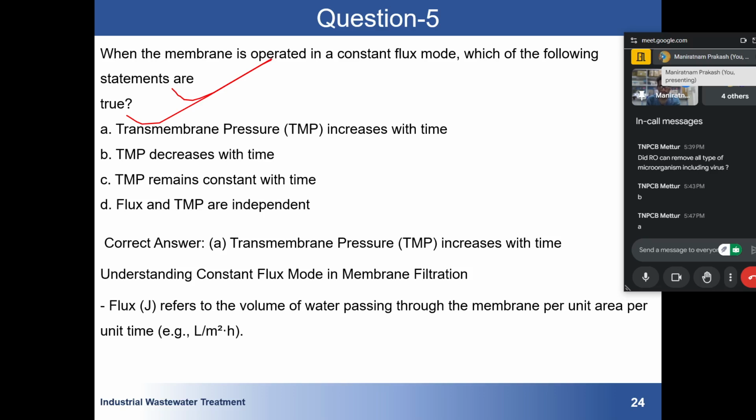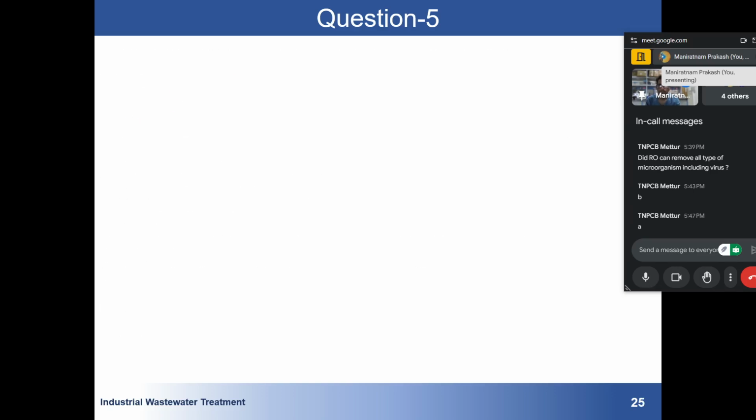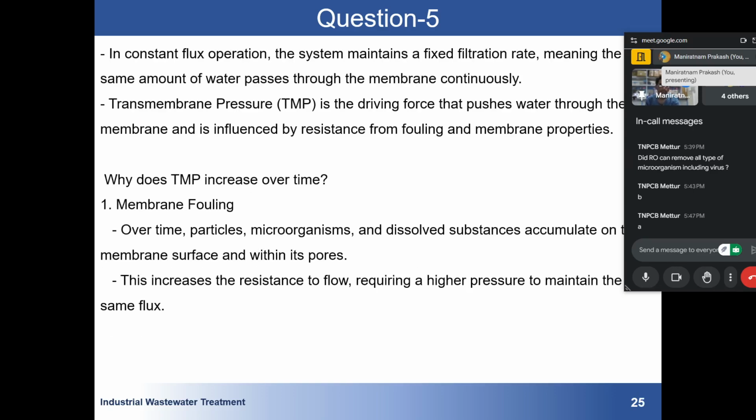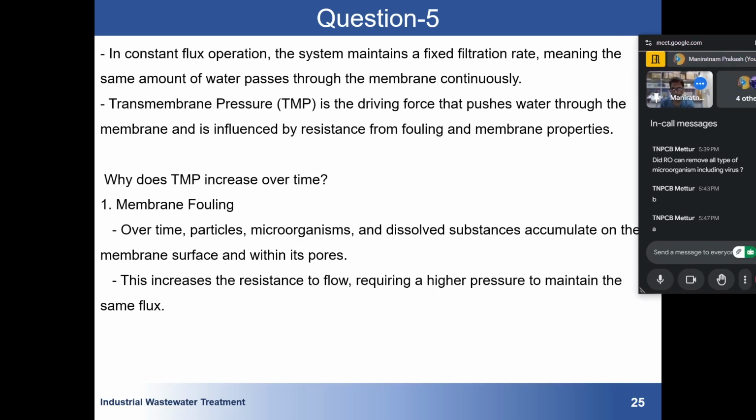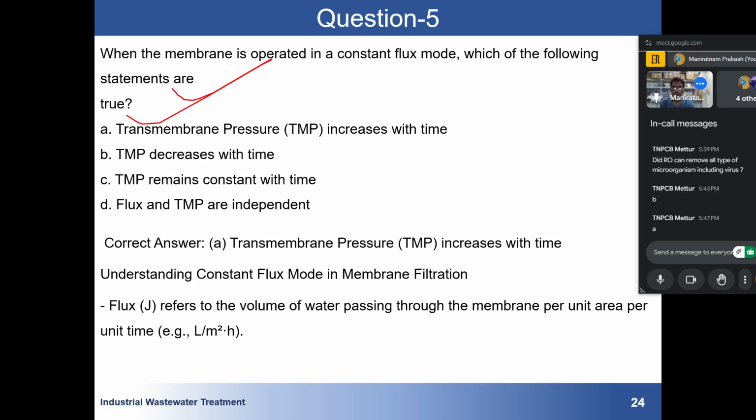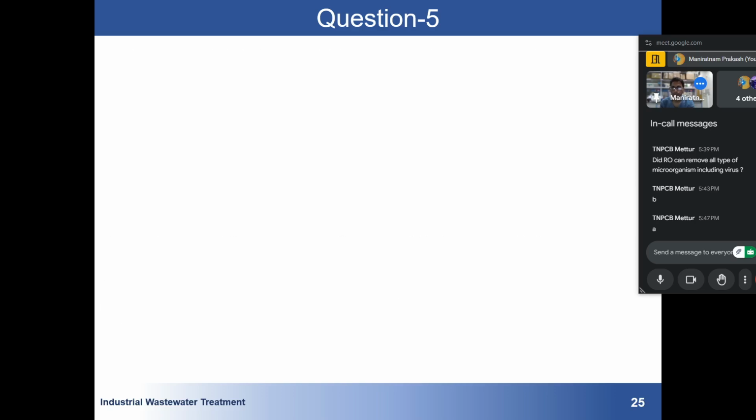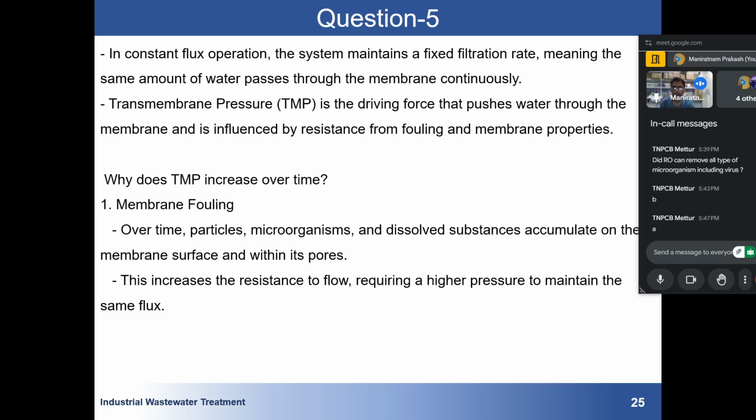Okay, now I'm not going to discuss it here, but to understand what's happening here, I will just give you some small insight. In constant flux operation, the system maintains a fixed filtration rate, meaning the same amount of water passes through the membrane continuously. So we know that area into, is anyone saying anything?